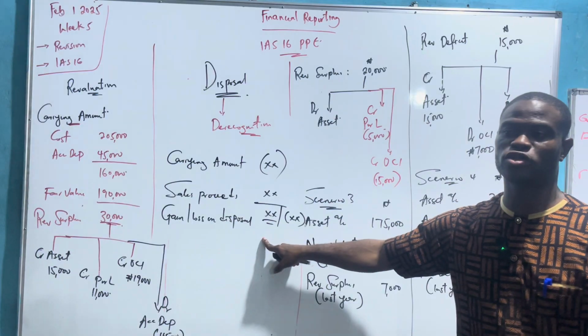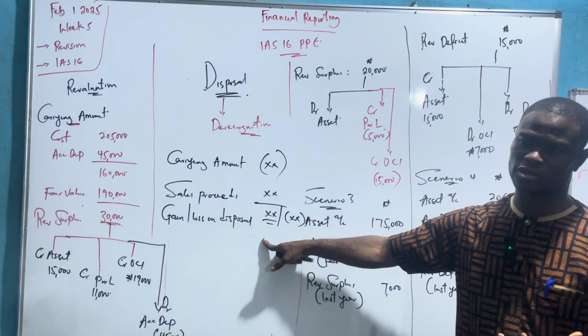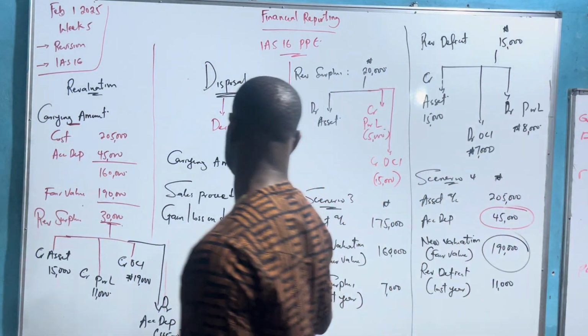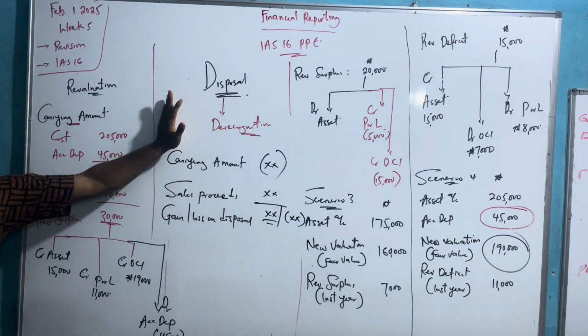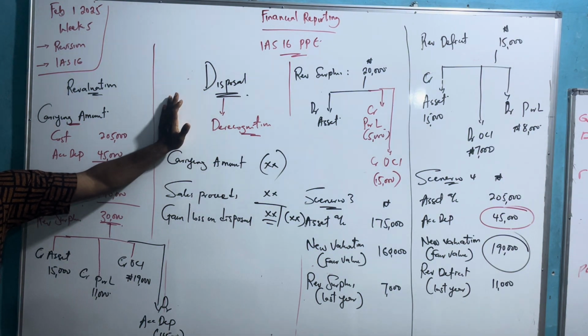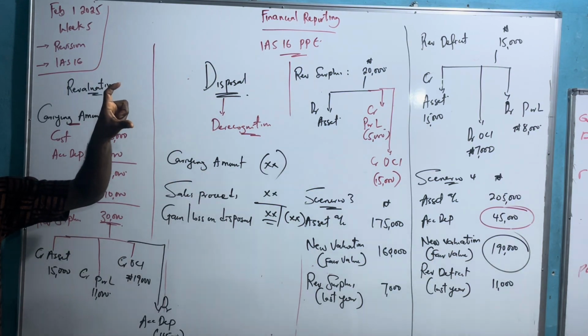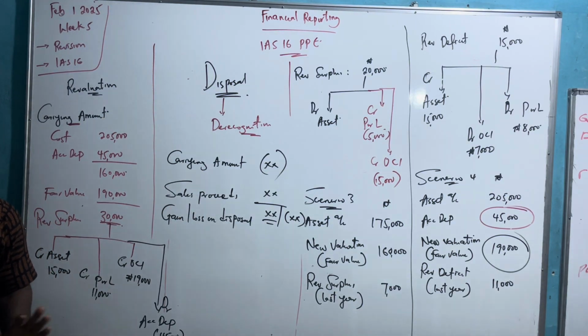While loss on disposal, you can put it as part of your administrative expenses. Loss on disposal. This is what ICAN cares about. Whenever they tell you they sold an asset, remember that your carrying amount is cost minus accumulated depreciation. Then compare that with the sales proceeds. Know where this goes. That's all. But it's beyond this, really.